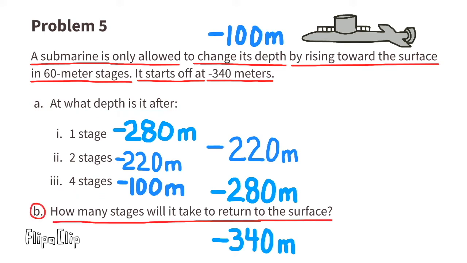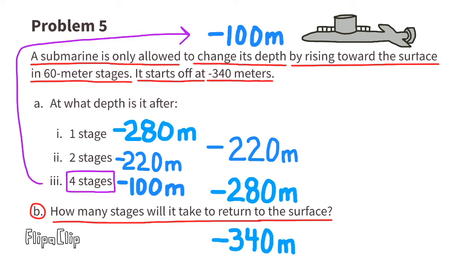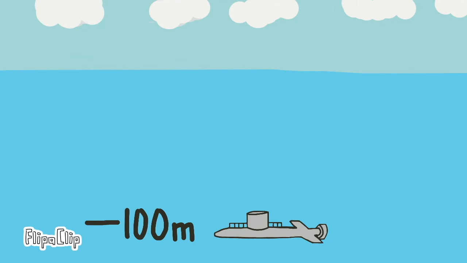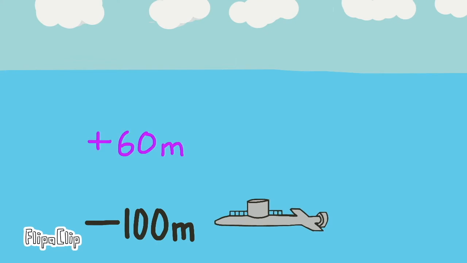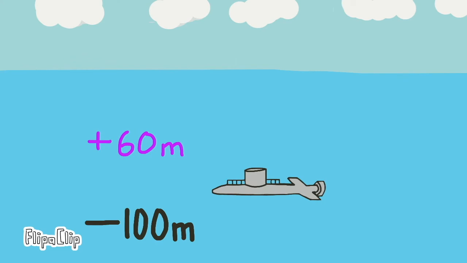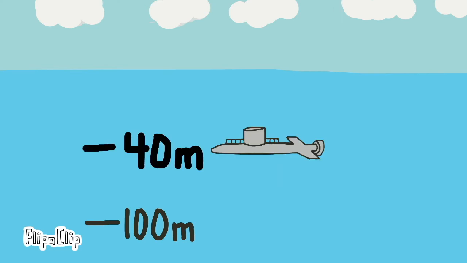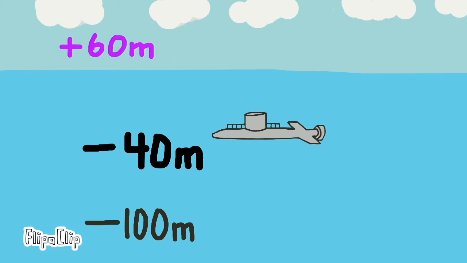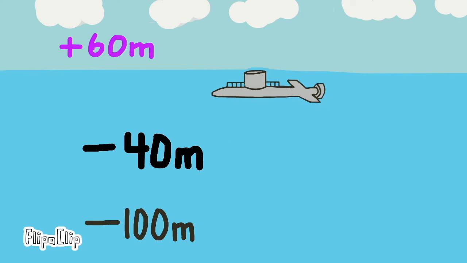B. How many stages will it take to return to the surface? Well, after 4 stages, it's located 100 meters below the surface. So let's start there at negative 100 meters. One more stage would be negative 100 plus 60. That equals negative 40 meters. Now we have room for one more stage. Plus 60 would get us well beyond the surface.